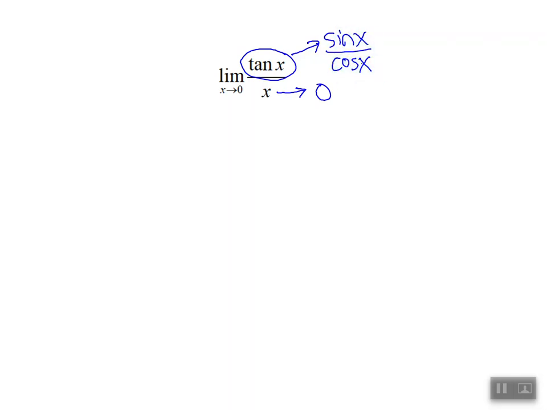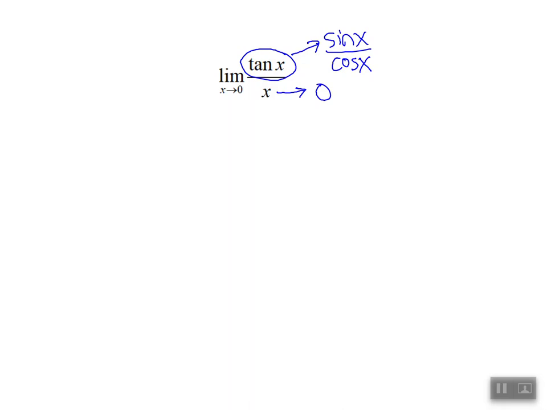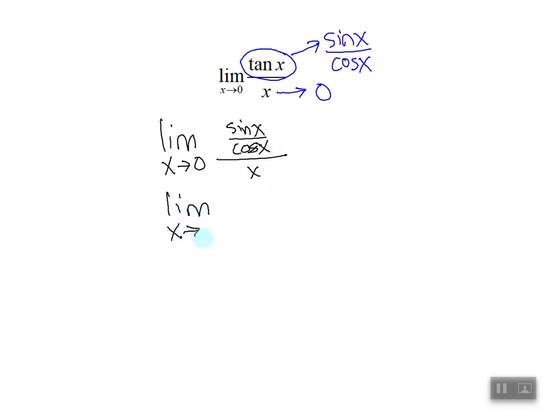And I often prefer to work with sine x and cosine x, especially because of my special trig limits that I know now. So let's see what happens when we rewrite our limit using sine and cosine. Limit as x approaches 0 of sine x over cosine x all over x. I don't usually prefer a complex fraction, so let's rewrite that again. Limit as x approaches 0 of sine x over cosine x, instead of divided by x, we will say times the reciprocal of x, 1 over x.